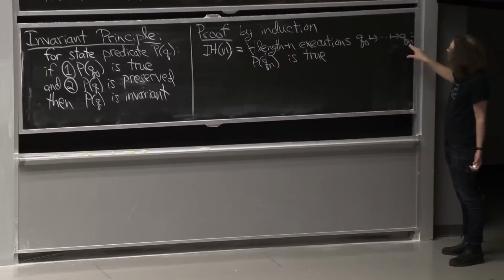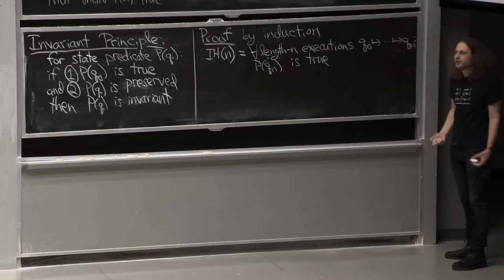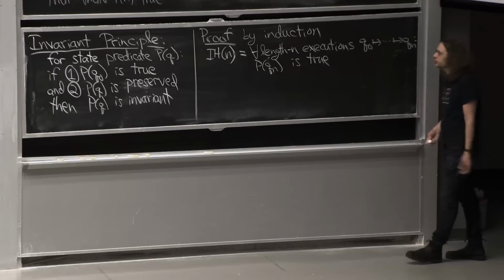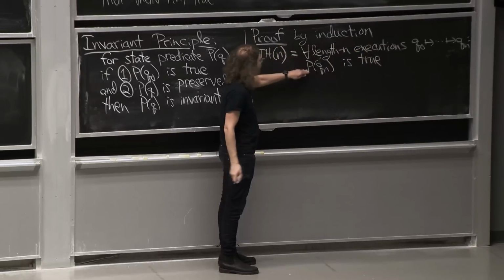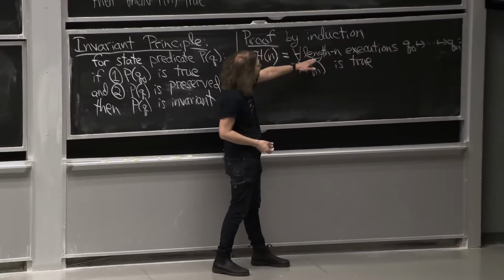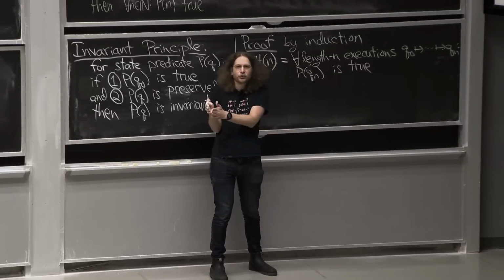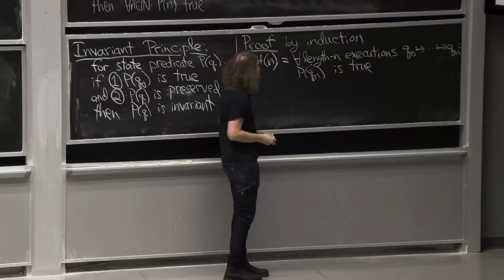The idea is if you have some state that's reachable, it's reachable by some finite execution of some length. And we're going to prove for all n that for all length n executions, P of Qn is true. By inducting over length, we essentially start with short executions and then make them gradually longer. And that makes this easy to prove.